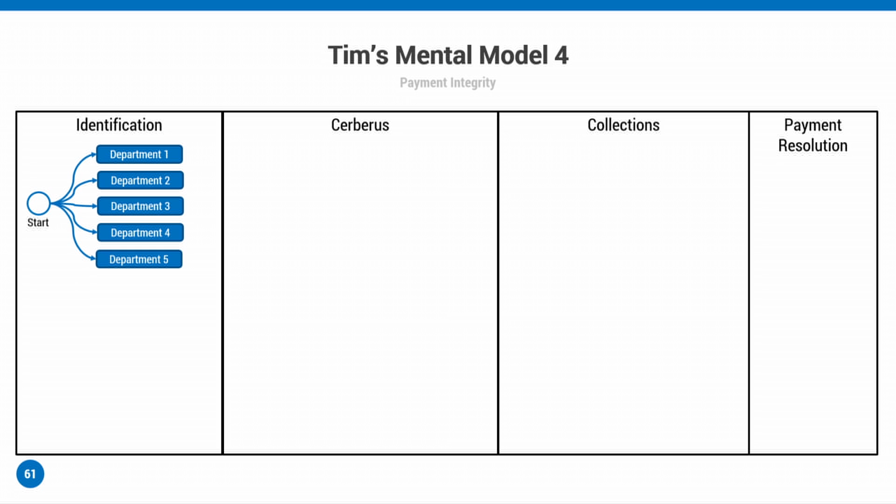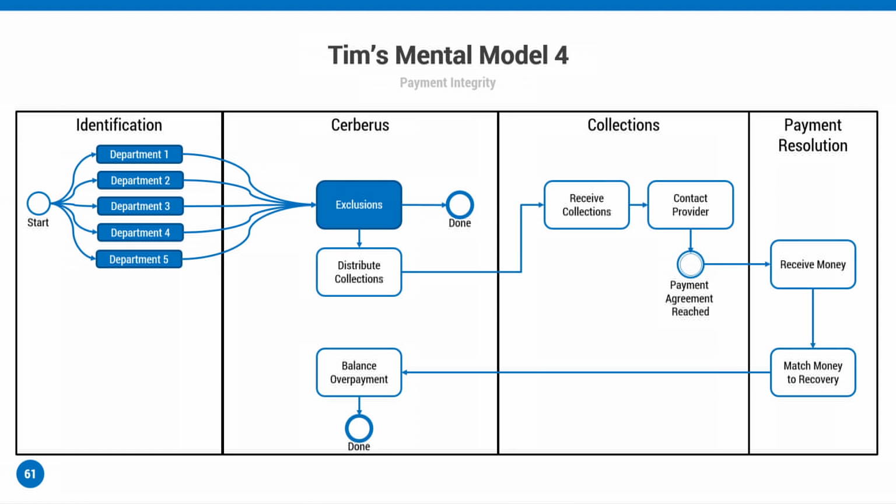Now, there's an interesting rule with the healthcare company, which was that only one business unit can claim an individual claim in overpayment discovery. So they were all racing to be the first one to identify it. And so Cerberus was really the exclusion part. It was the gold standard for understanding whether or not this claim had been identified by a different department. And so those were the ones that were going to pursue the collections and payment resolution of that claim.